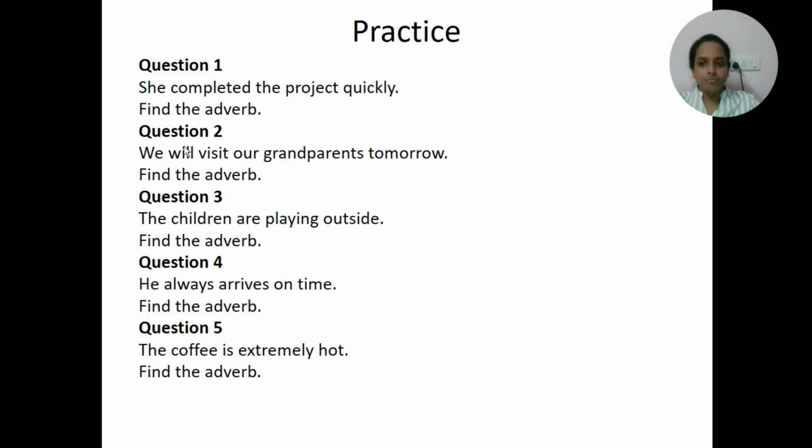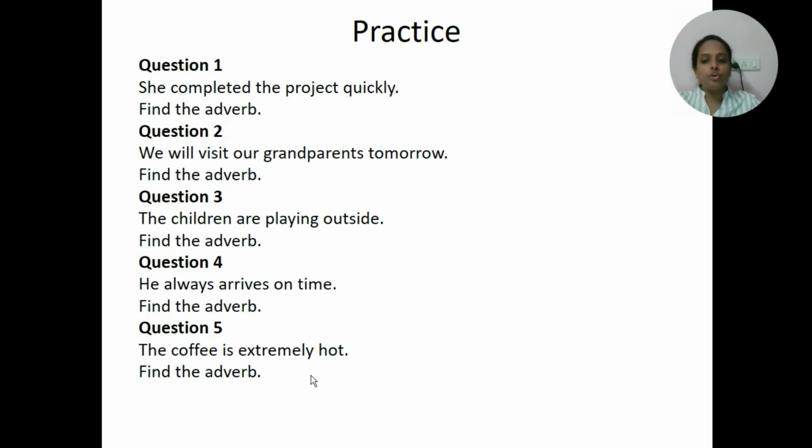And the second one, we will visit our grandparents tomorrow, which is the adverb here? Tomorrow. It's an adverb of time, right? Because it tells us when they will visit. The children are playing outside, which is the adverb here? Outside, because it tells us where the children are playing, right? Adverb of place. And the fourth one is he always arrives on time. So, always, adverb of frequency.